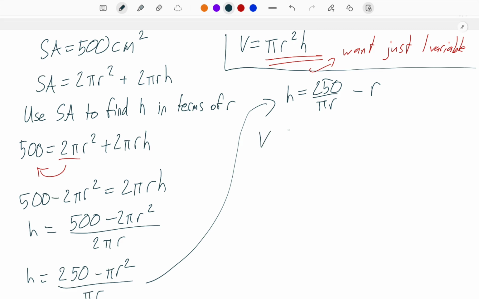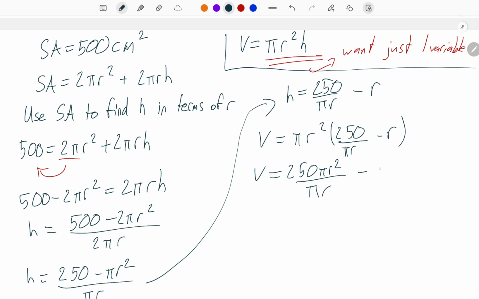So now let's plug it into our function for volume, and we're going to get pi r squared times 250 over pi r minus r. Okay, a little bit of distribution here, and we're going to get 250 pi r squared over pi r. We're going to cancel some things out, and that's going to be minus pi r cubed. The pi's are going to cancel. One of the r's is going to cancel, so you get 250r minus pi r cubed. Okay, so now we have the volume in terms of a single variable.